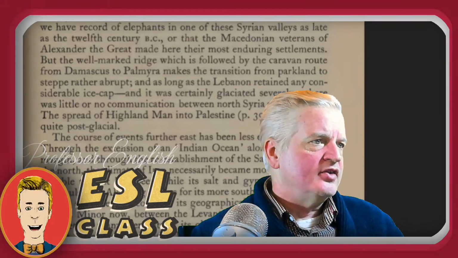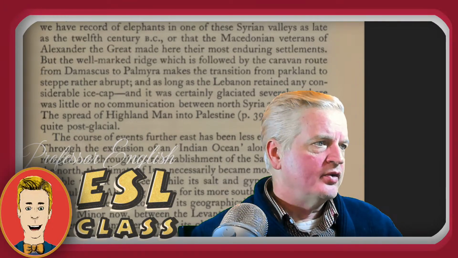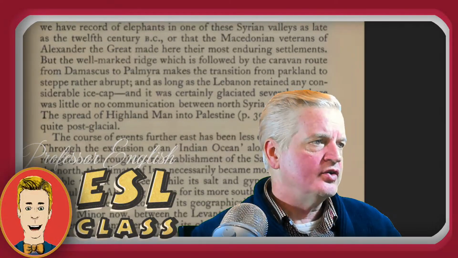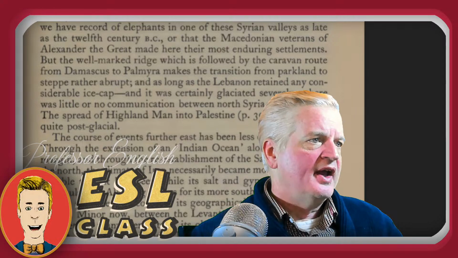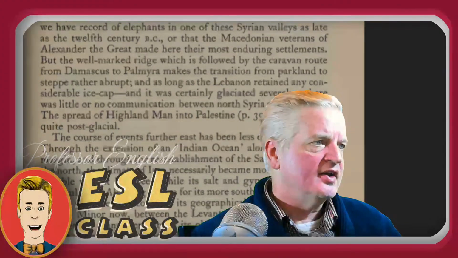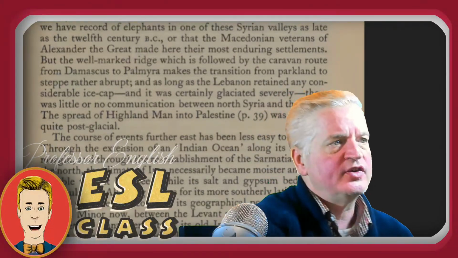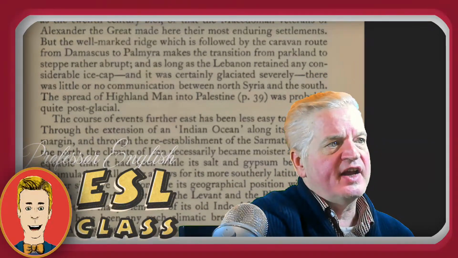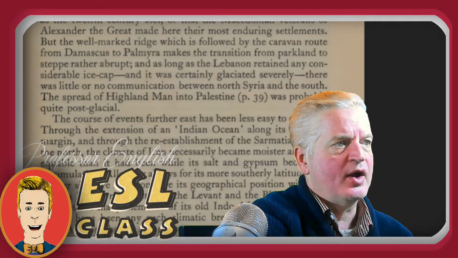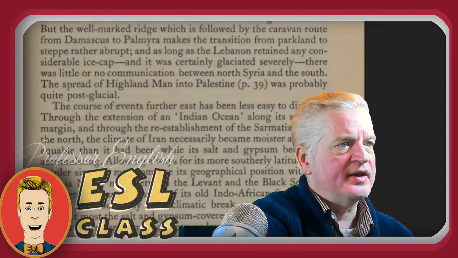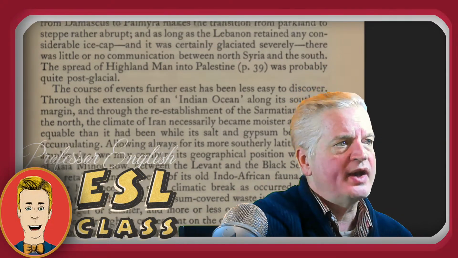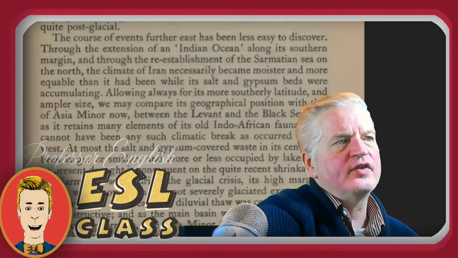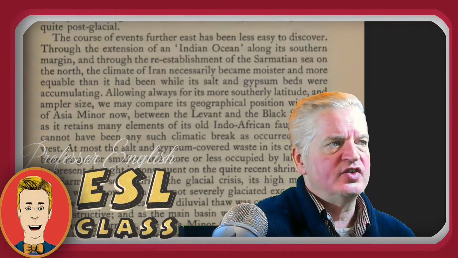But the well-marked ridge, which is followed by the caravan route from Damascus to Palmyra, makes the transition from parkland to steppe rather abrupt, and as long as Lebanon retained any considerable ice cap, and it was certainly glaciated severely, there was little or no communication between North Syria and South. The spread of highland man into Palestine was probably quite post-glacial. The course of events further east has been less easy to discover.